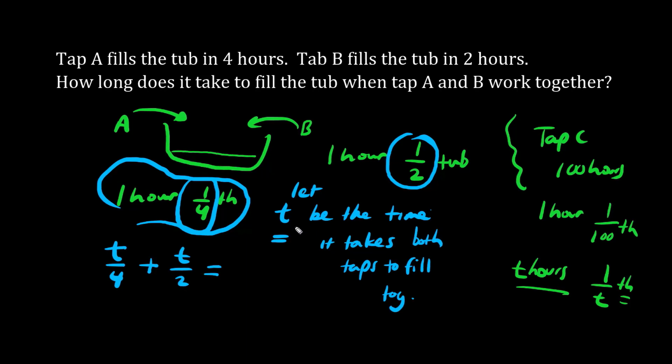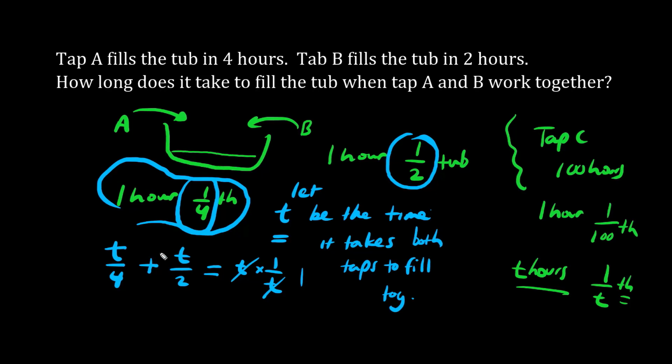And we define t to be the amount of time it takes for both taps to fill together. So we're going to multiply t times 1 over t, which is how much of the tub is filled within 1 hour when tap A and B work together. And when we have t over t, they cancel and it becomes 1. So the shortcut to solving these kinds of problems is to write t over 4, which is the first number of hours, plus t over 2, which is the second number of hours, equals 1, 100% complete.